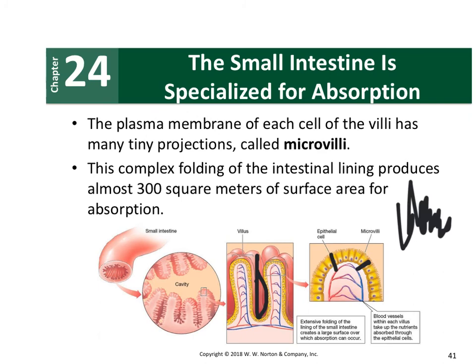So the complex folding, so we have these microvilli. This complex folding of the intestinal lining produces almost 300 square meters of surface area for absorption. Kind of just like with oxygen and the alveoli in the lungs, smaller and smaller and smaller, all jammed into a tighter space, but much more surface area for exchange.